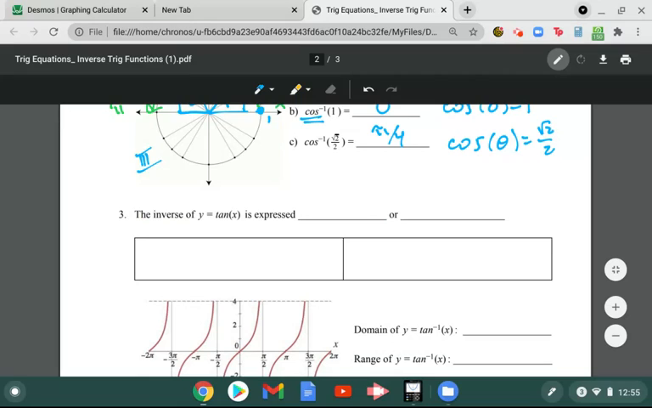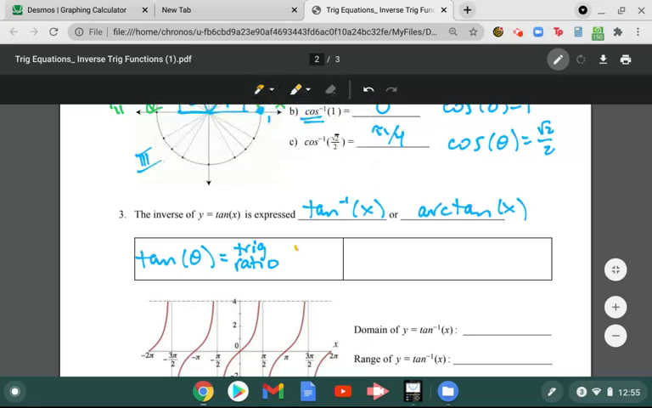Tangent has the same descriptors here, so it can be expressed with a tan inverse or with an arctan. And I also do the same swap between my angle measures and my trig ratios. So tangent originally applied to an angle, and it gave me a trig ratio back.